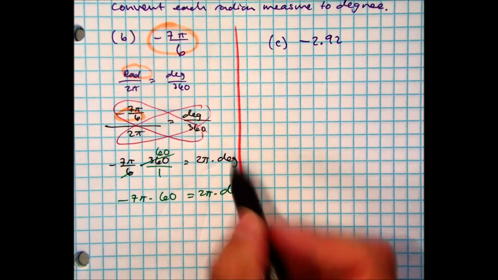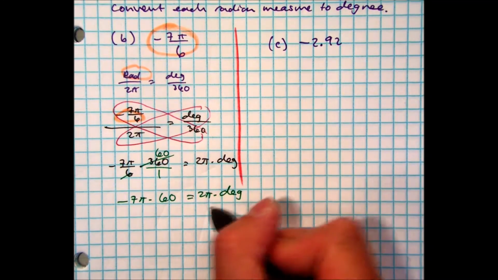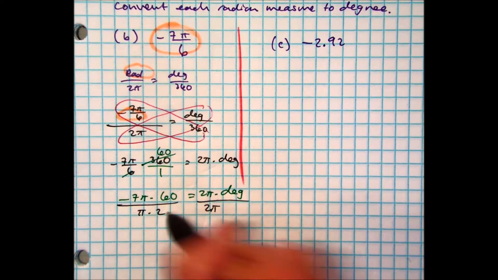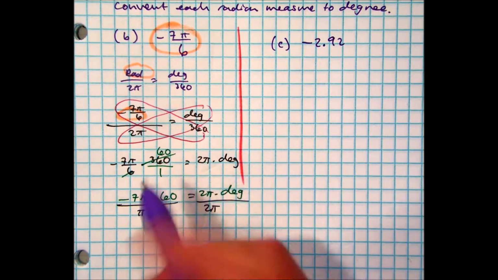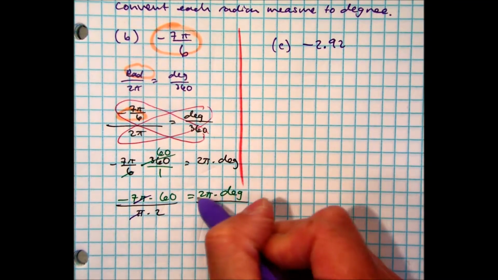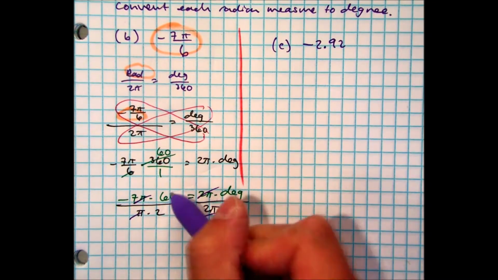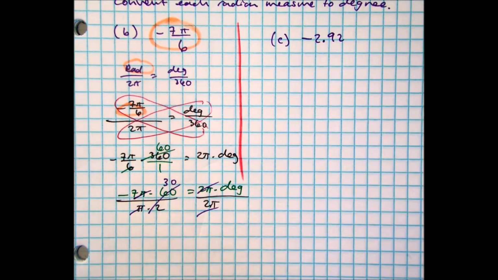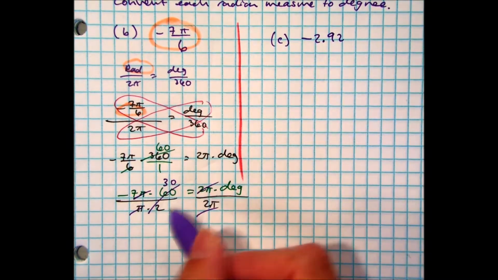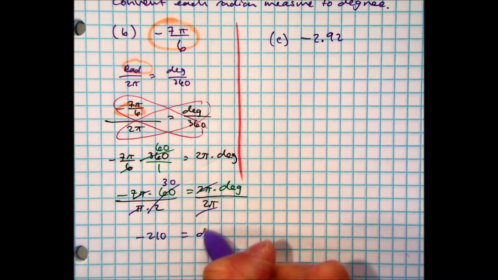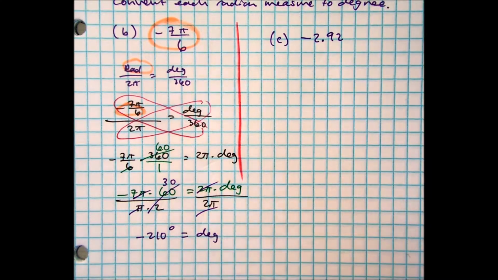Now, the reason why I didn't multiply these two, because if I divide both sides by 2 pi, the pi's will cancel, and 2 goes into 60 how many times? 30, and I can just do negative 7 times 30, which is negative 210. Negative 210 degrees is my answer.